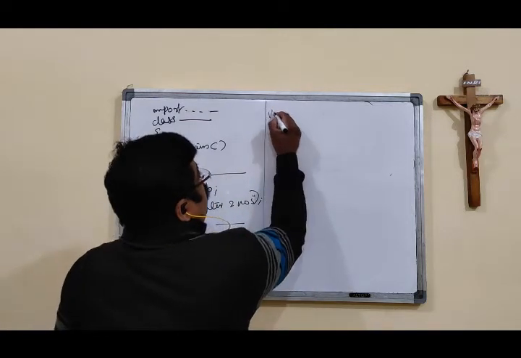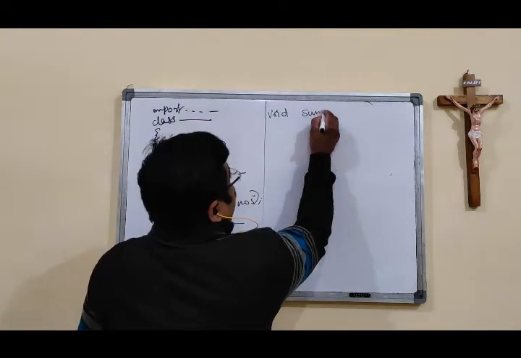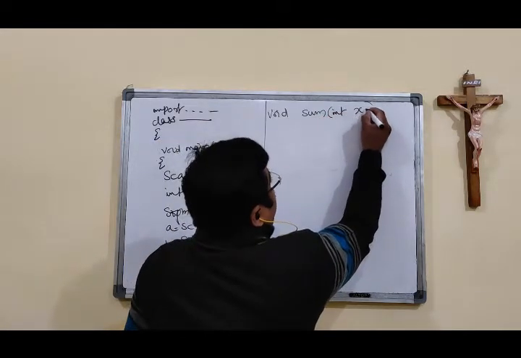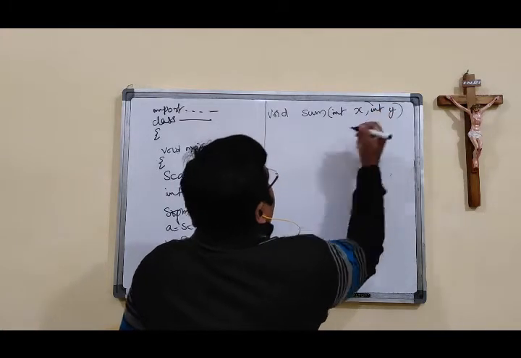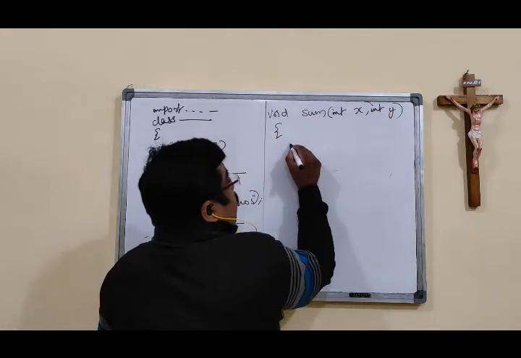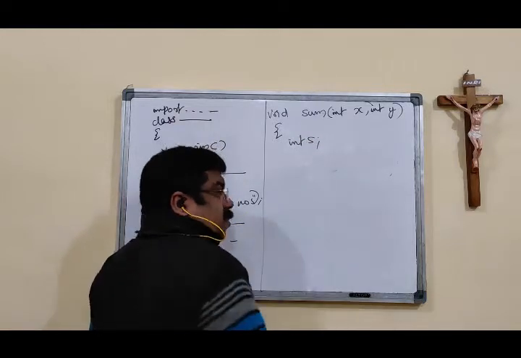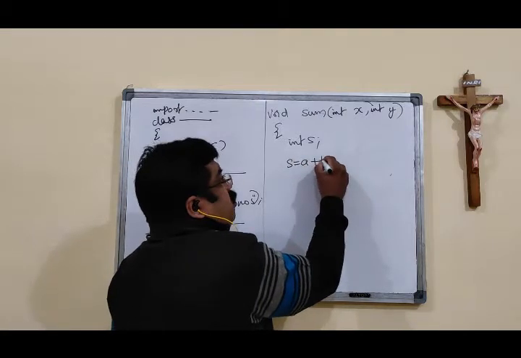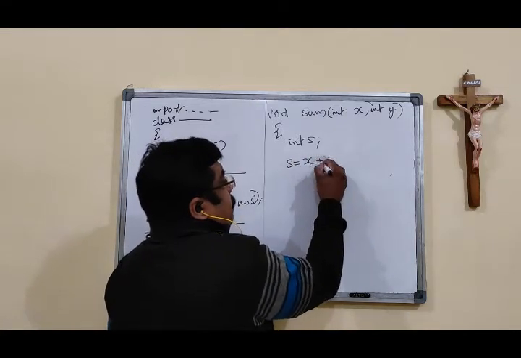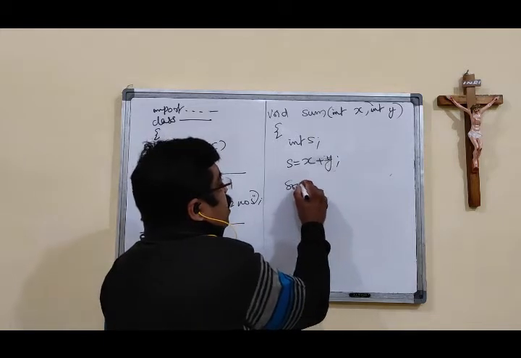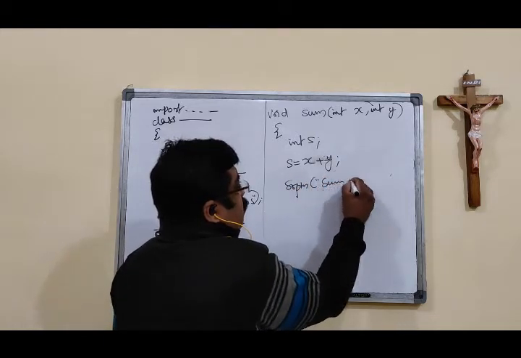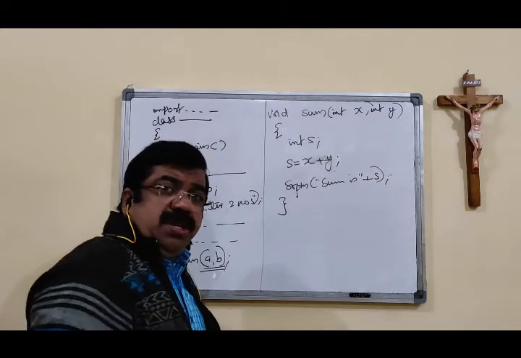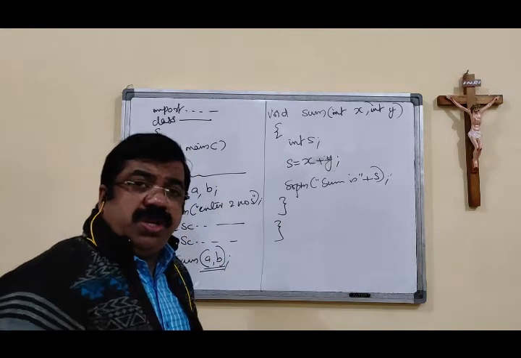Now the function we are going to write void, function name is sum. There we can give int x comma int y. Then here we are giving int s. Okay, now s is equal to x plus y. We are displaying it using SOPLN, sum is plus s. The function is closed as well as the class is closed.